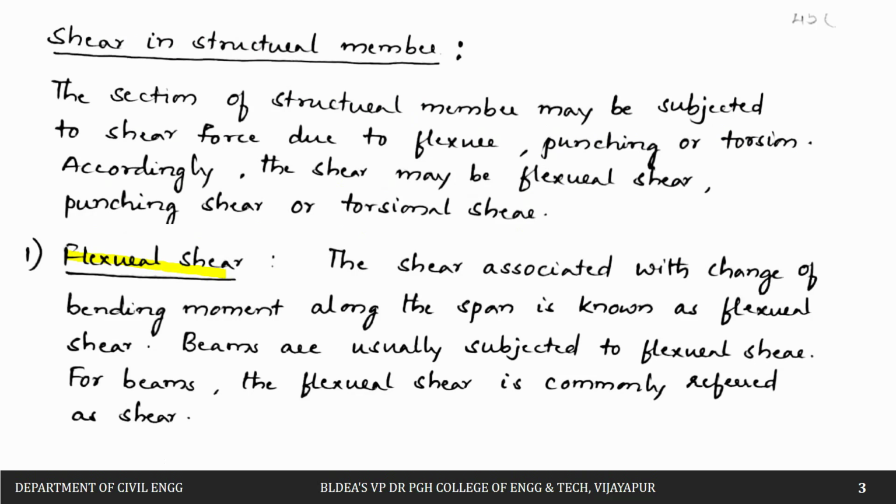First, we'll start with flexural shear. The shear associated with the change of bending moment along the span is known as flexural shear. Usually if you take a beam, in that we are going to have flexural shear. It is due to the change in the bending moment along the span. Due to this, beams will be subjected to flexural shear. Generally we just call it shear, but that is the flexural shear. This is due to the change in the bending moment along the span.